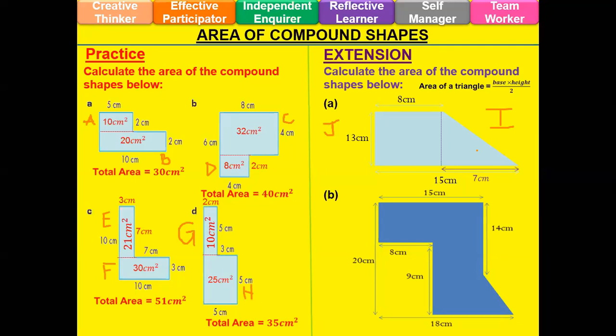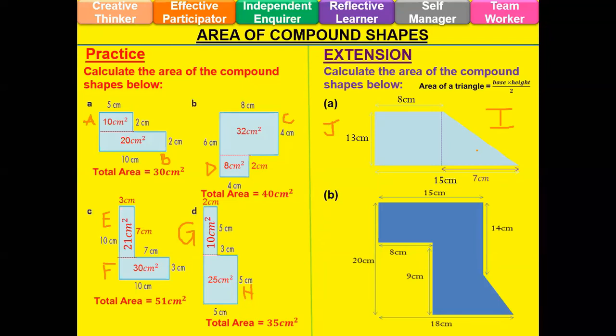Okay, so Pablo, what is half? The height is 13 centimeters. Okay, so we would have said 13 times 7, which gives us a product of 91. Half of 91, therefore, equals 45.5. Now, what is the area of J?